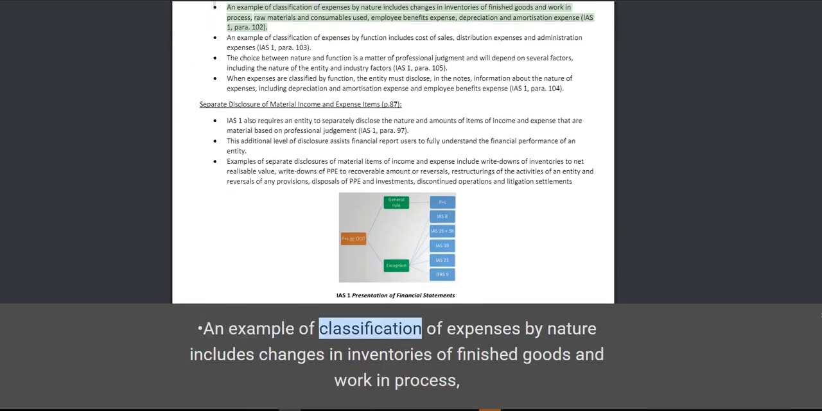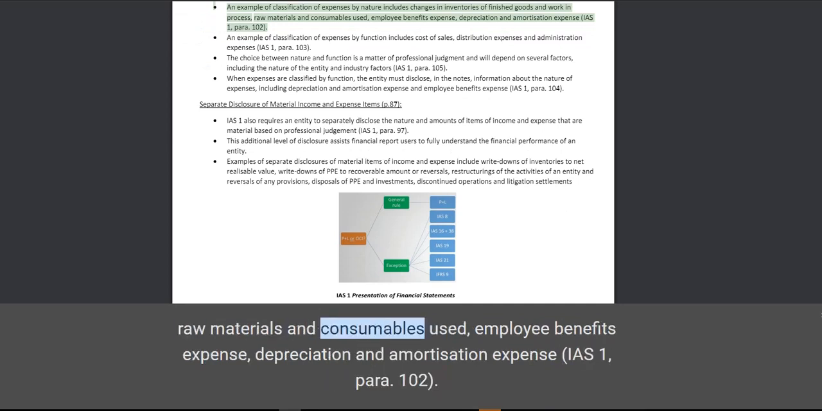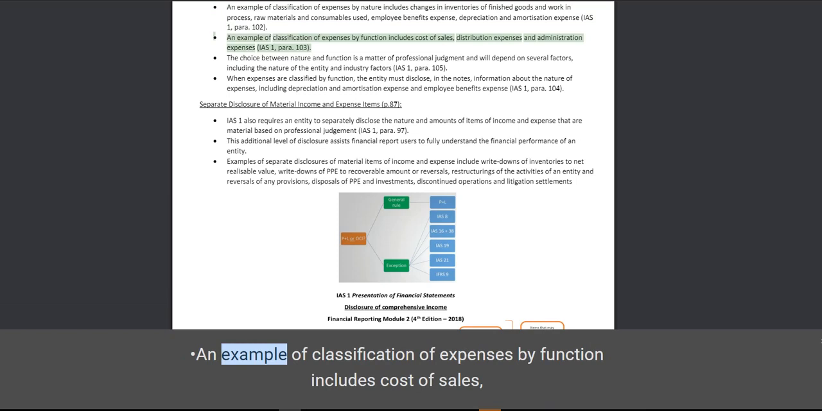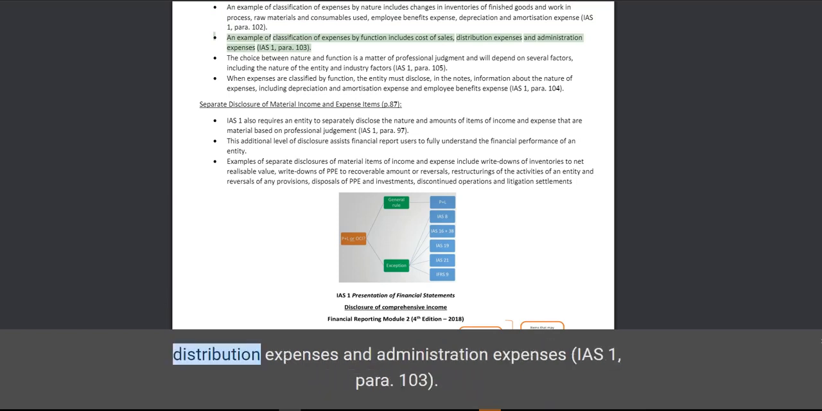An example of classification of expenses by nature includes changes in inventories of finished goods and work in process, raw materials and consumables used, employee benefits expense, depreciation and amortization expense. IAS 1, para. 102. An example of classification of expenses by function includes cost of sales, distribution expenses and administration expenses. IAS 1, para. 103.